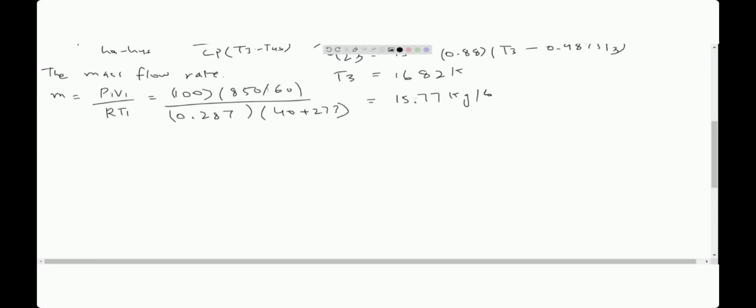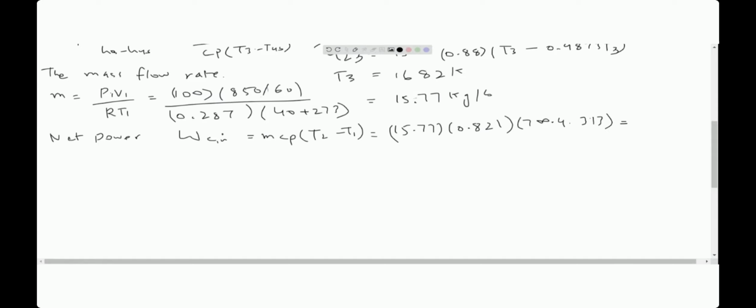The net power is now calculated as follows. The compressor work WC is equals to m Cp into T2 minus T1, that is equals to 15.77 into 0.821 into 700.4 minus 313, that is equals to 6769 kilowatt.